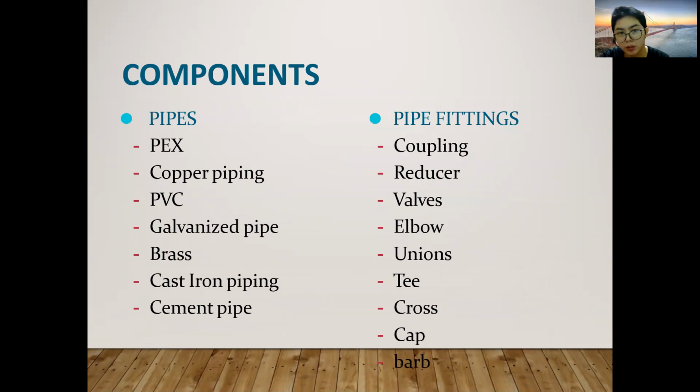Number one is the pipes, and the subcomponents of pipes are PEX, copper piping, PVC, galvanized pipe, brass, cast iron piping, and cement pipe.